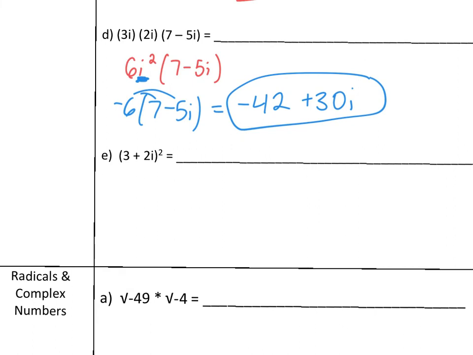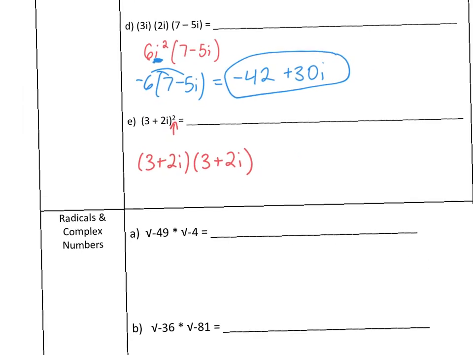Letter E. We're not going to do this one just to save some time, but how would I set this up? What does that exponent tell me to do? Times it by itself. Yep. So it would just look like 3 plus 2i times 3 plus 2i. Good.